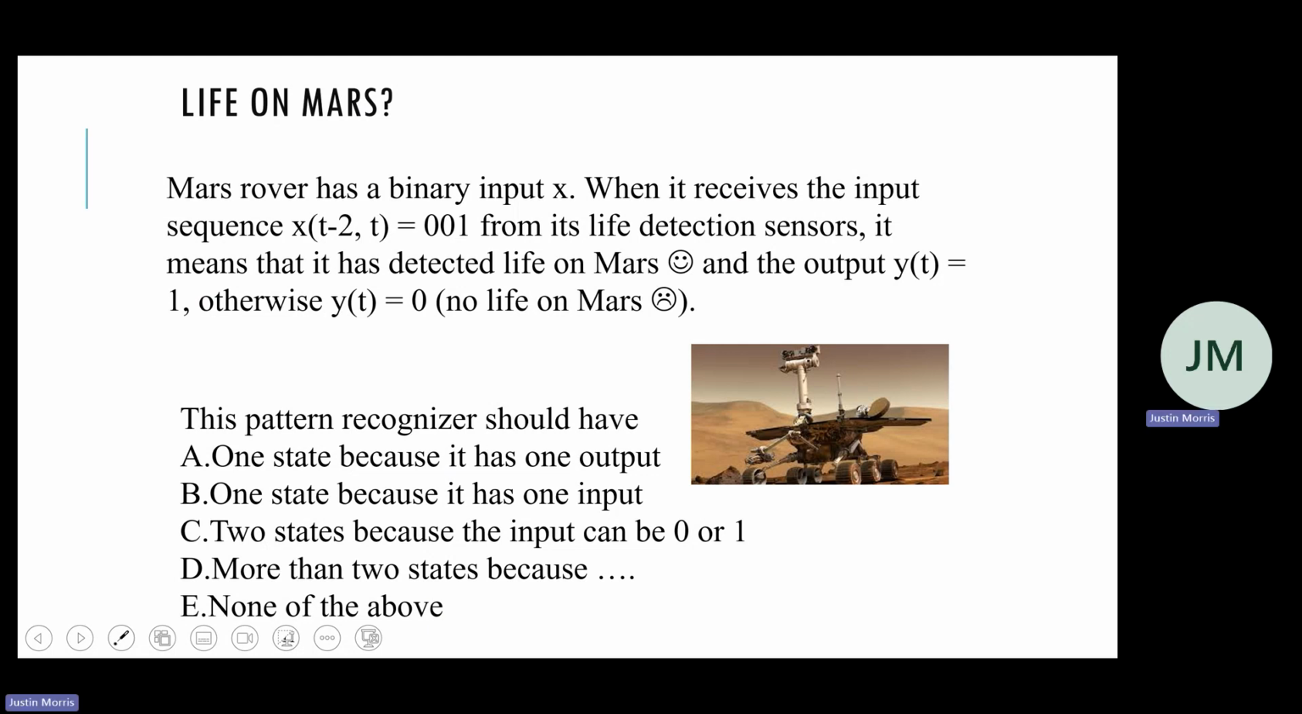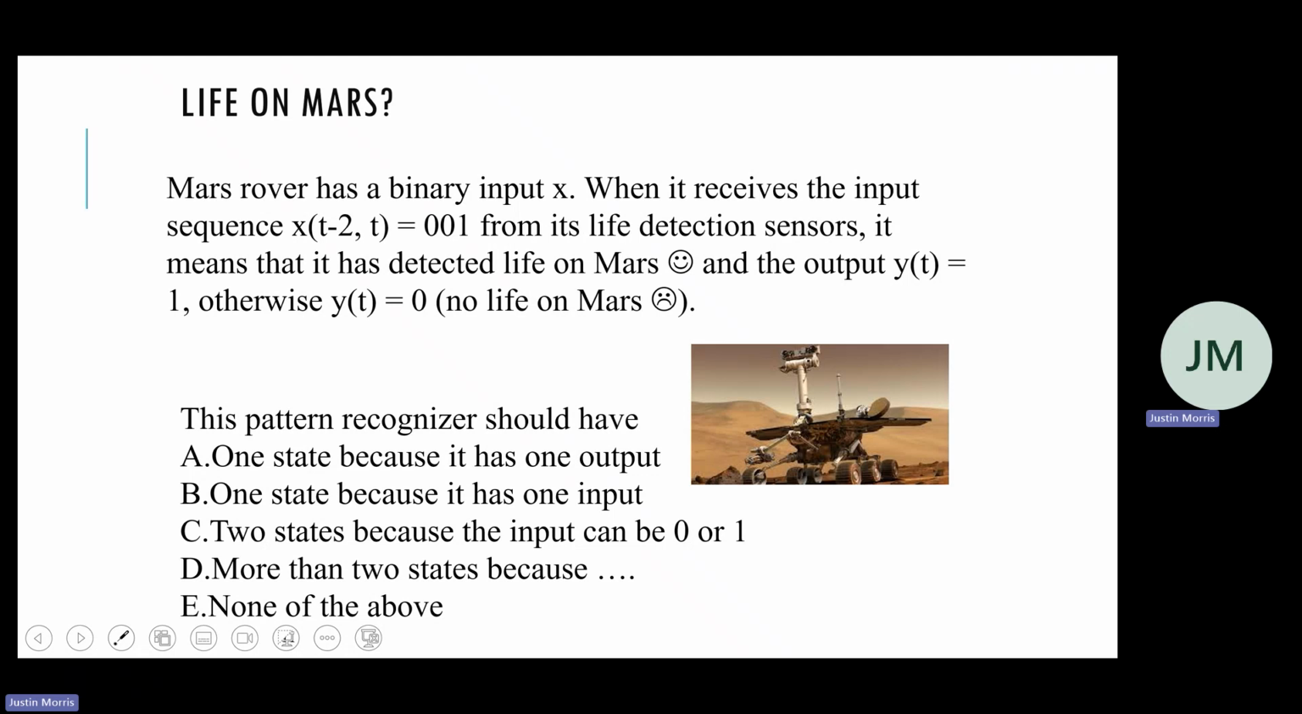So the Mars rover has a binary input X, and when it receives the input sequence 0, 0, 1, so when input is 0, and then the input is 0, and then the input is 1, that means that its sensor has detected life on Mars. So in that case, it wants to output 1 to send a signal back to us that it found life on Mars with that sensor.